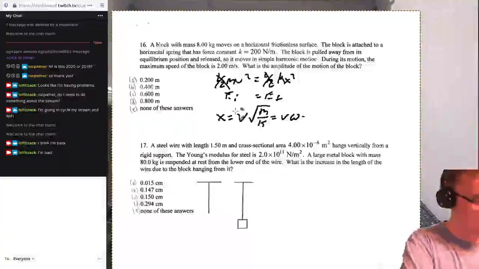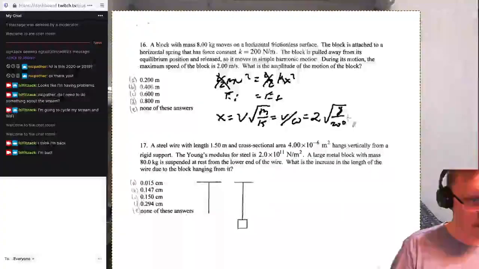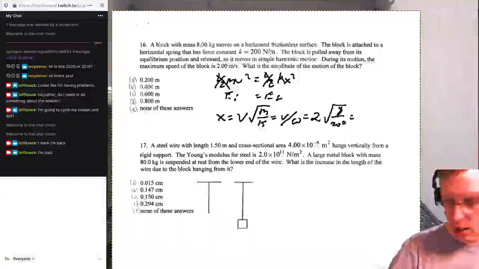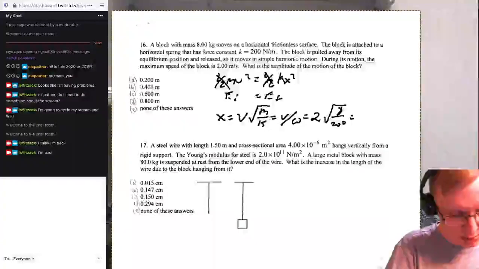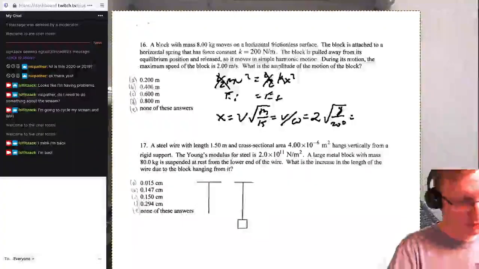No, it's not. It's v over omega. That'll make the units cancel, right? Inverse second, they both cancel. We get a meter. Anyhow, velocity is 2 meters per second. Square root of mass, 8, divided by 200. Oh, but this still comes out fairly nice. Square root of 8 divided by 200, I think it'll come up 0.1, 0.2. Times 2 is 0.4.